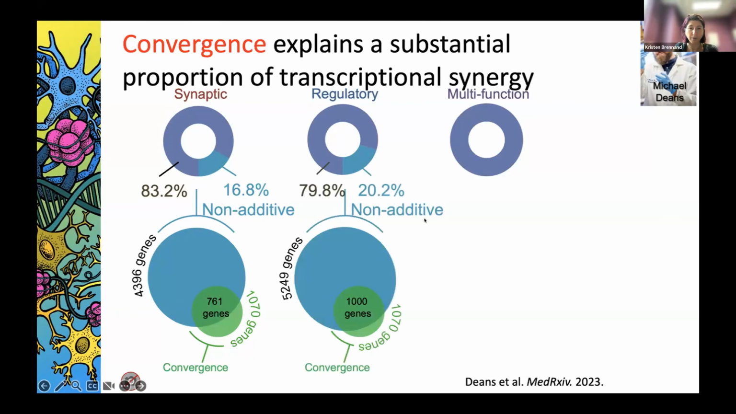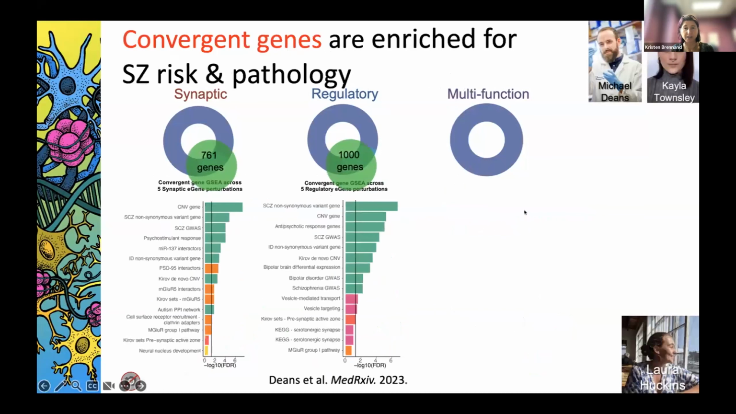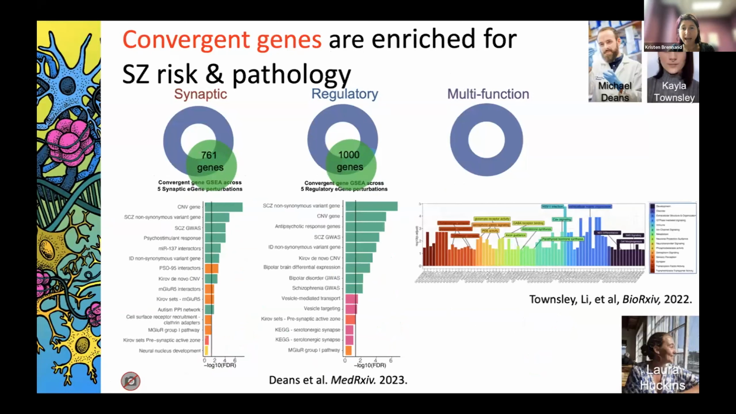This is also true with the regulatory genes. Again, a huge number of the convergent genes are being observed in the non-additive group. And this multifunction group that had no non-additive genes also had very little convergent biology. If you want to ask more questions about the convergent genes, we can show that they, just like the non-additive genes, are extremely enriched for the rare and common variants linked to schizophrenia risk. And that they enrich for the biological processes linked to schizophrenia too. So glutamate receptor activity, GABAergic receptor binding, synaptic function, and so on.